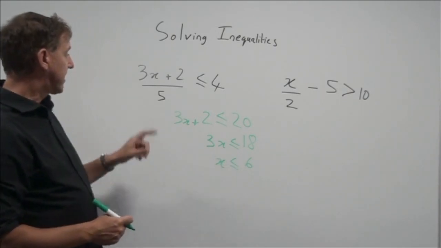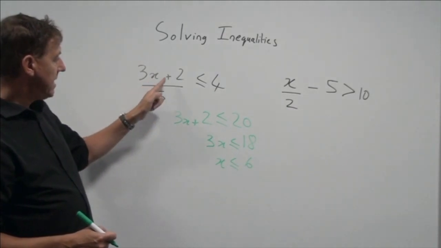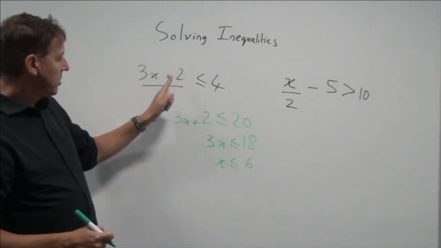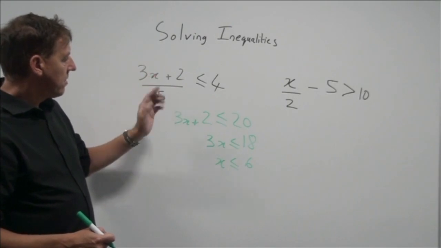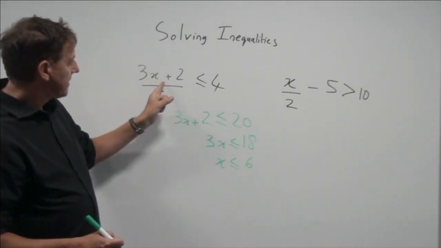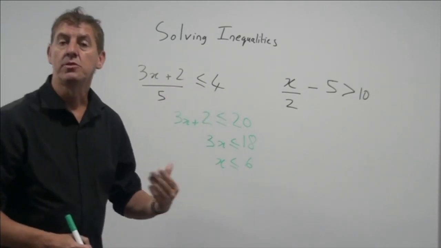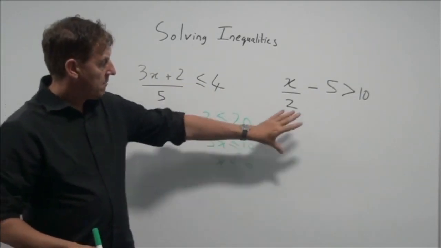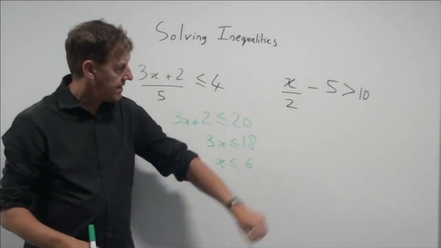If we actually just put 6 in, 3 times 6 is 18, plus 2 is 20, 20 divided by 5 is 4, and because the inequality sign was less than or equal to, that left-hand side is saying it's equal to 4. If we now move over, this one's slightly different.